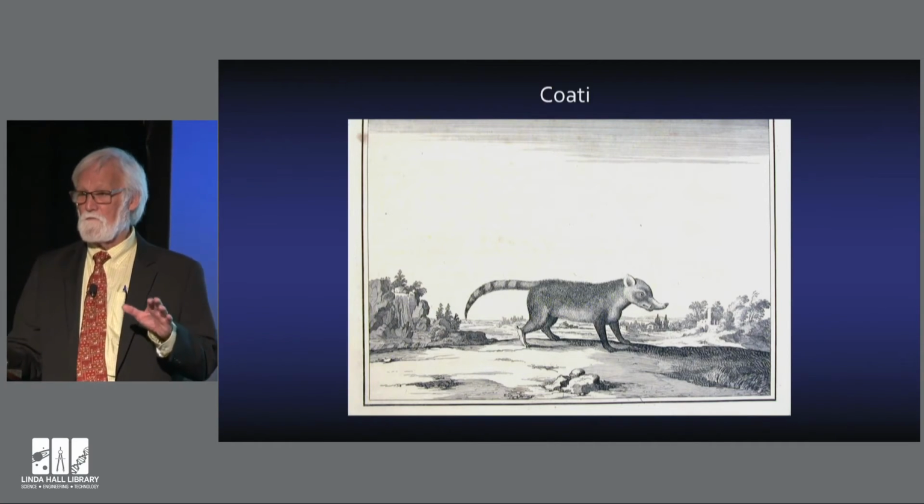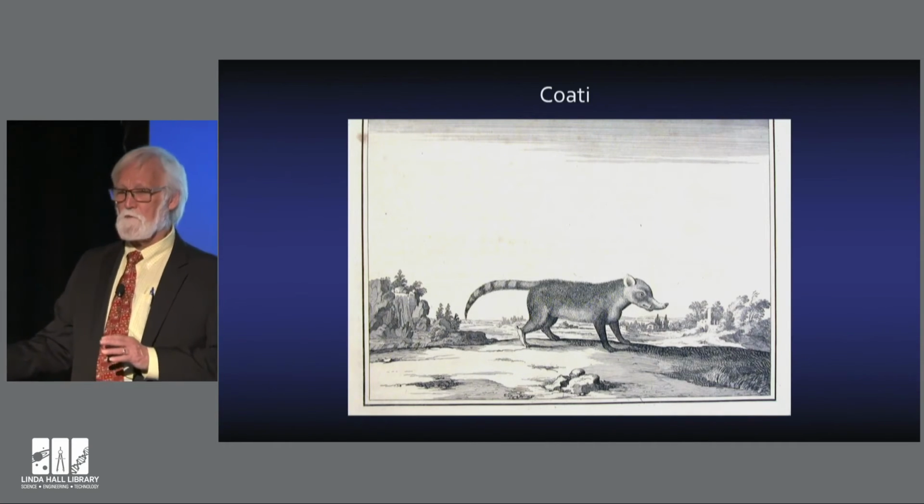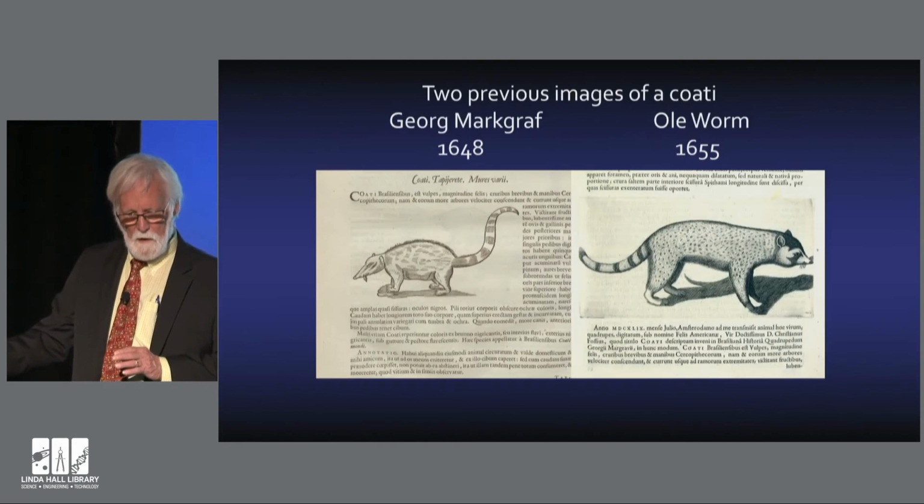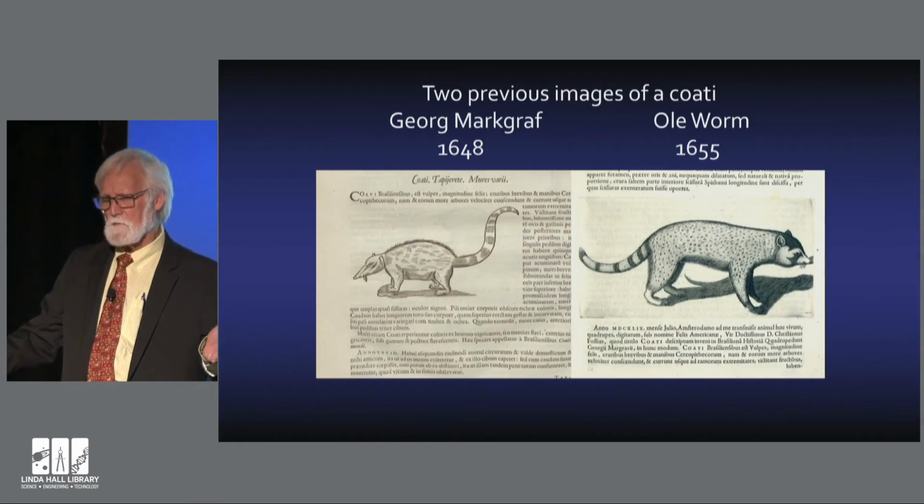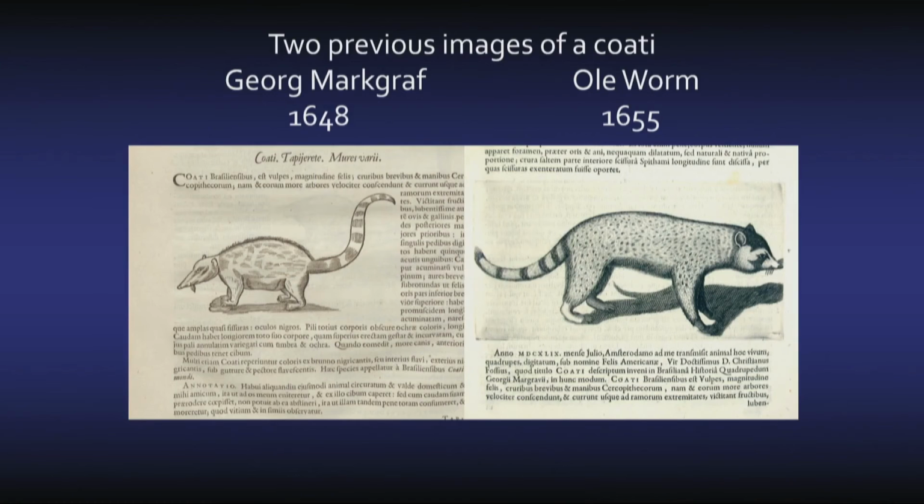Now, coatis were not new. Two very good naturalists had observed coatis and had drawn them. The one on the left is new to us, and we're not going to linger on it, but George Markgraf was a keen observer of Brazil, and he saw a coati, and he drew it, and he published it in 1648. And then Ole Worm thought he had a coati, but it wasn't. It was a raccoon. But still, they both published pictures of it, and they're both very reputable. And in both pictures, the tail is pointed up, because that's what they say.